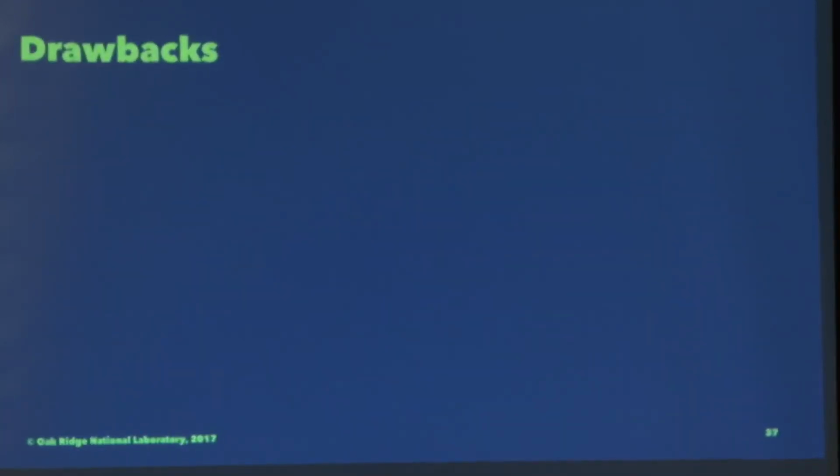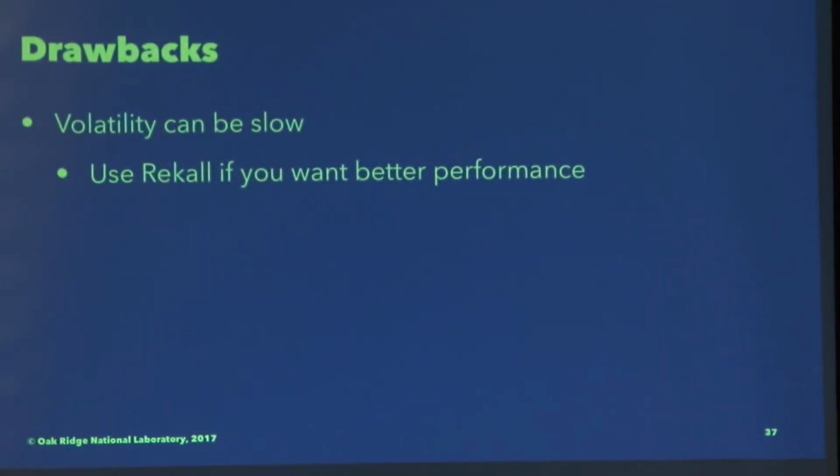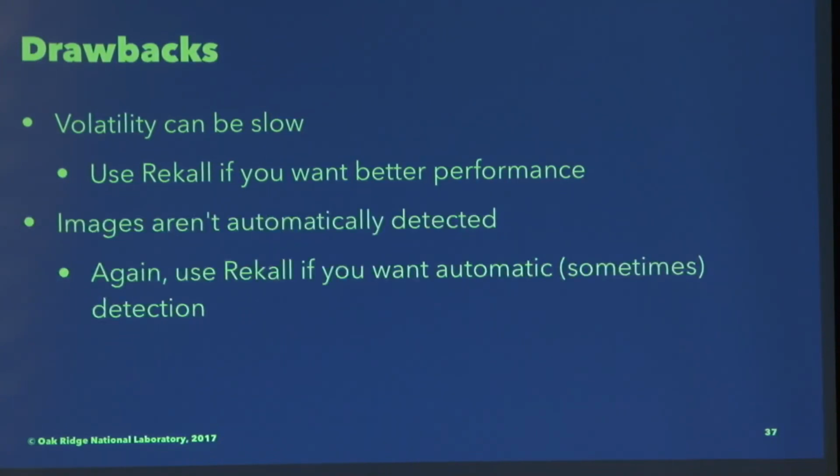Some of the drawbacks of Volatility as compared to other solutions: it can be pretty slow, especially in large memory images. Recall is great because it does improve on this a bit. Google's put a lot of work into improving the speed of it because they run it across hundreds of machines at once in their deployments. I mean, probably a lot more. And images aren't automatically detected. I mentioned that earlier. You have to specify the actual image to pass to it. But Recall does a good job of automating that.